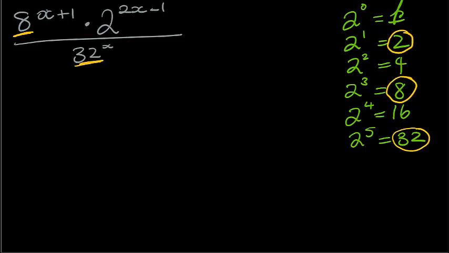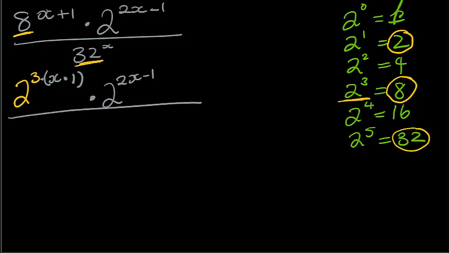of 2. So the 8, instead of it being 8, we are going to write 2 to the power of 3, and then we keep the exponents as they are. So we are literally going to multiply that times the exponent, and we multiply that with 2, because that's the base that we want. So that 2x minus 1 stays there. And I divide it by 32, which becomes 2 to the power of 5, and that x is multiplied. I'm not going to put it in brackets. It's just 5x, right? Now, let's deal with this bit here.